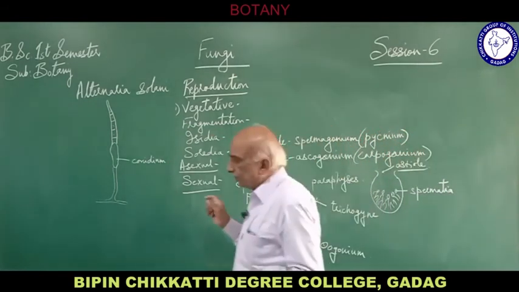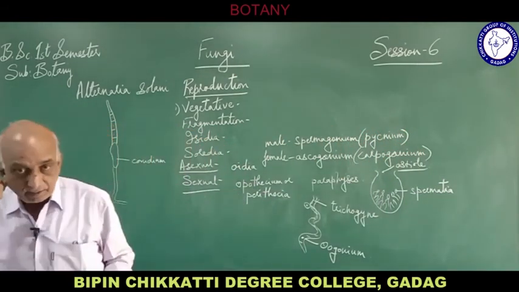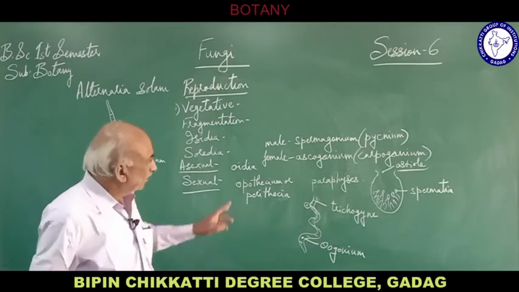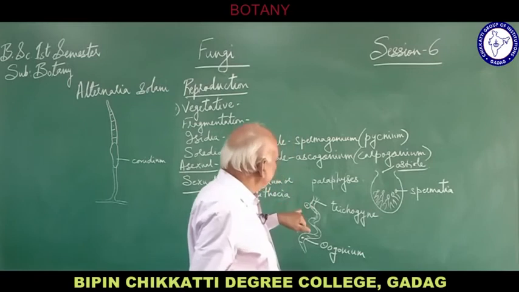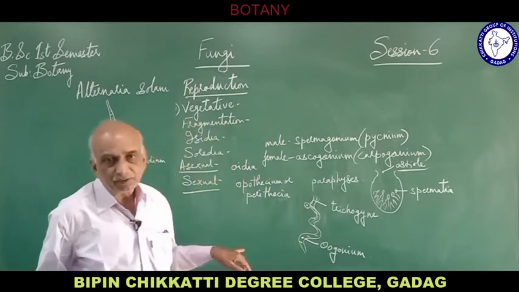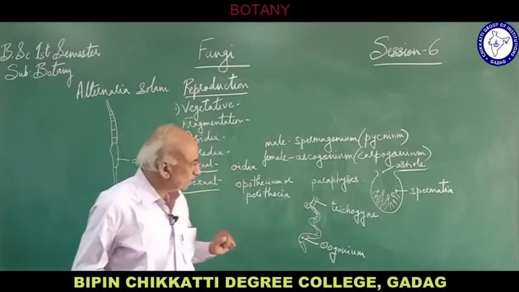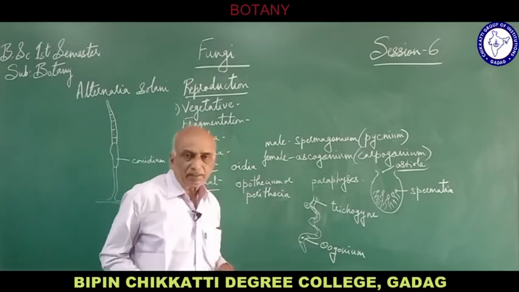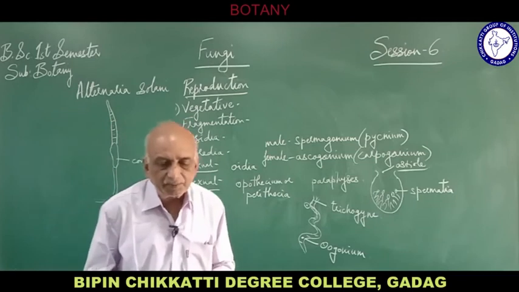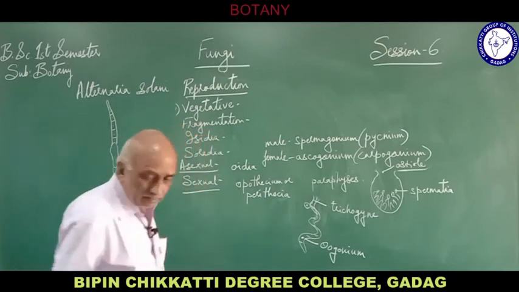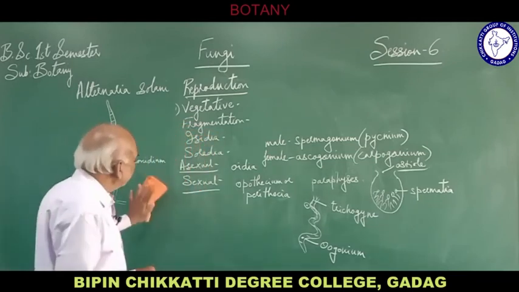Similarly, when we take the basidiolichens, basidiospores are produced. So as we call them ascus here, basidium is produced in basidiolichens and basidiospores are produced, and further development of this zygote takes place. So that is about the type of sexual reproduction.